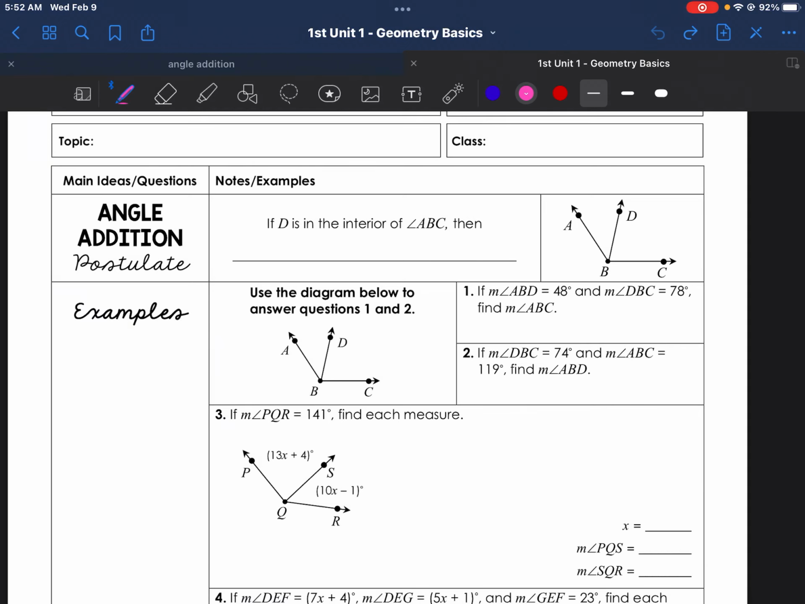Okay, so this is angle addition postulate with equations. Yes, yes. Okay, whatever. Let's carry on.